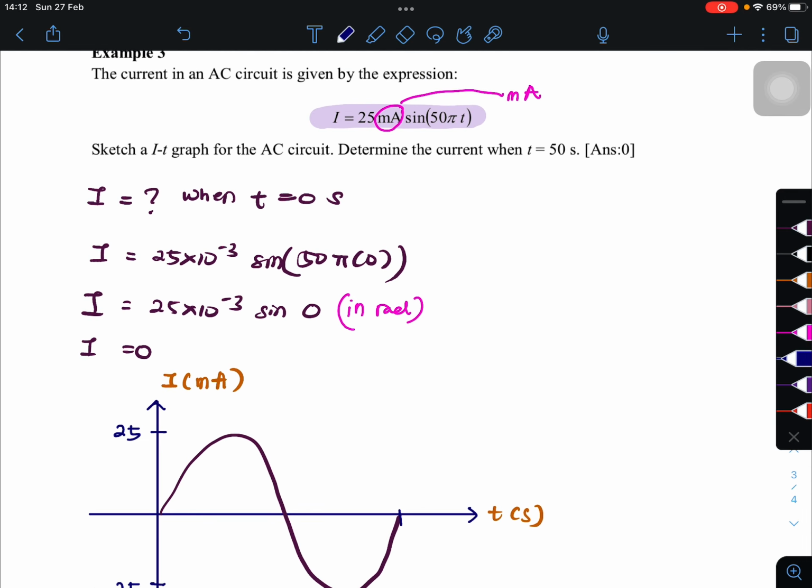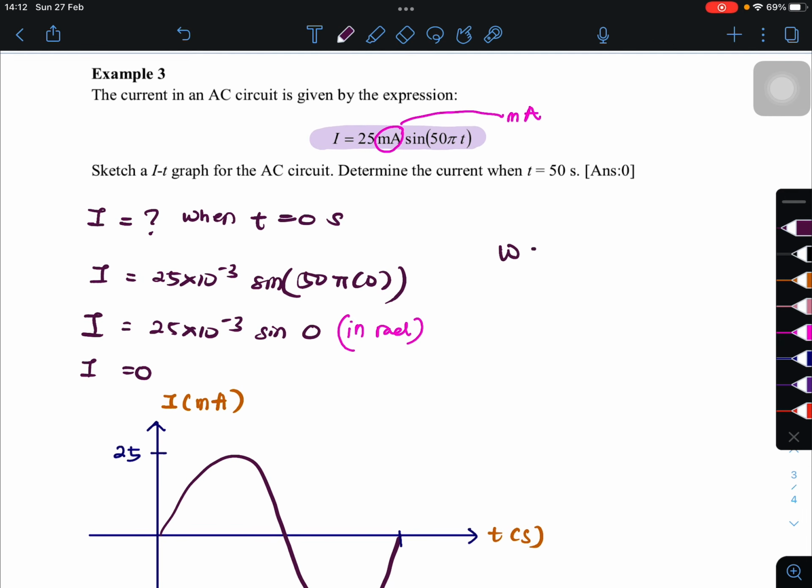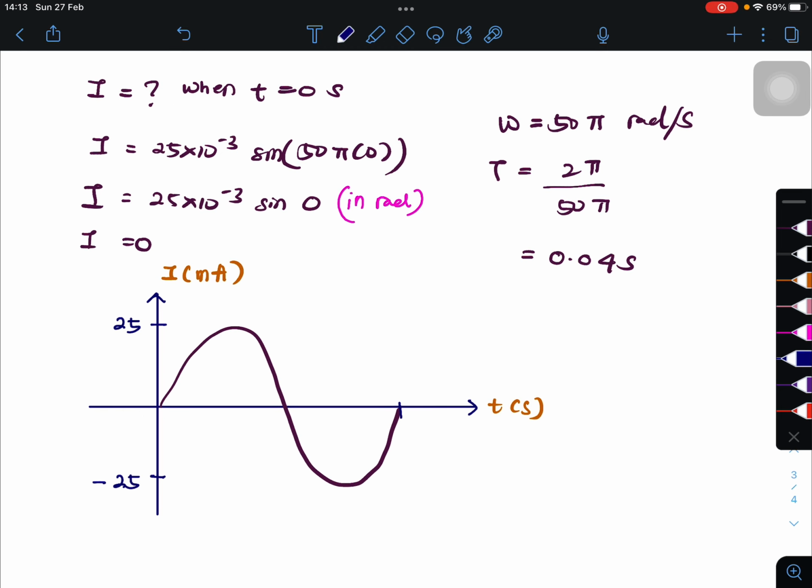So kamu kena carilah dulu what is the period. Omega adalah 50 pi radian per second. So T will be 2 pi divided by 50 pi. So you will get 0.04 second. So here 0.04, 0.02.